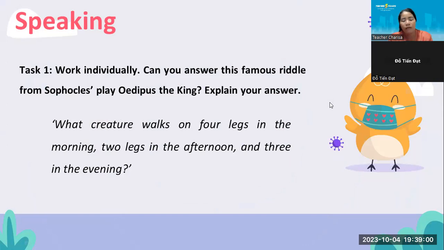Yes, so here let's start. Work individually. Can you answer the famous riddle from Sophocles' play Oedipus the King? Do you know the story about that? Oedipus the King. So explain your answer. What creature walks on four legs in the morning, two legs in the afternoon, and three in the evening? So that's the speaking.